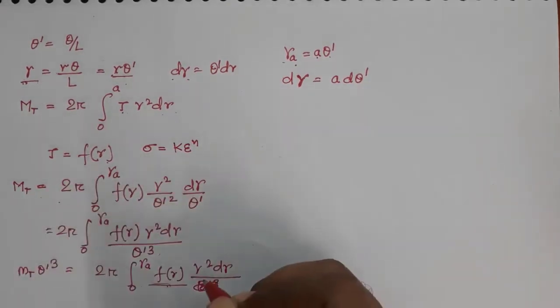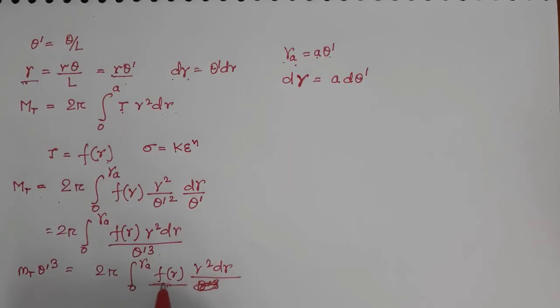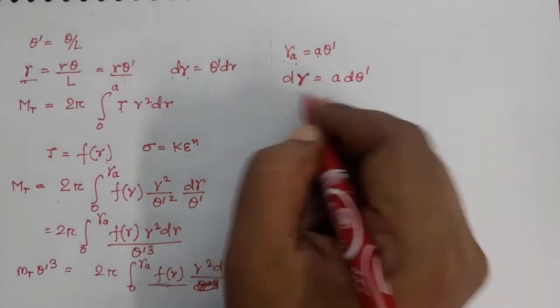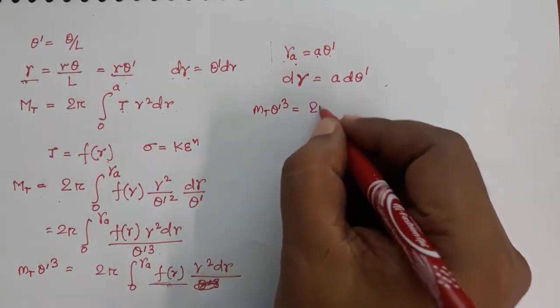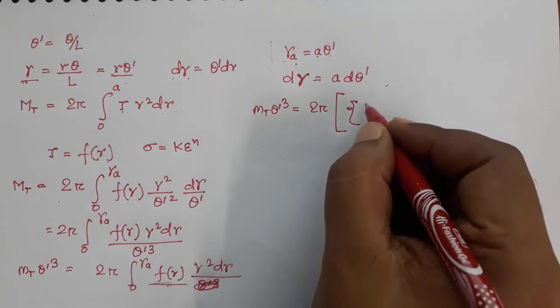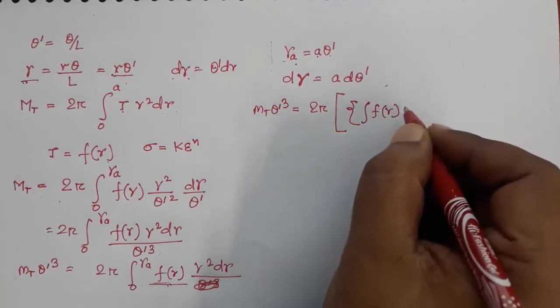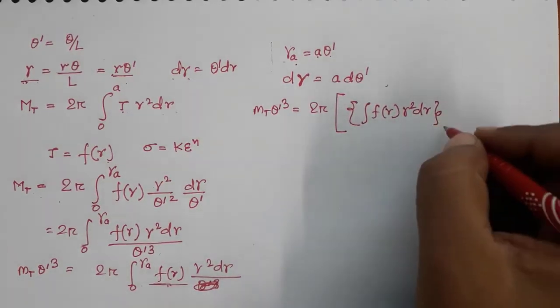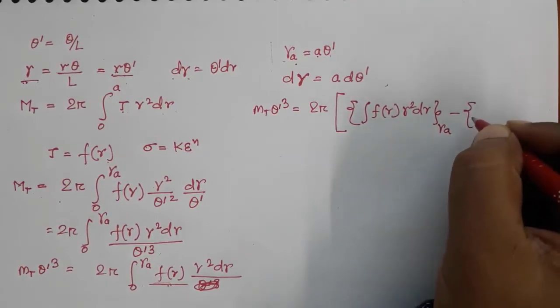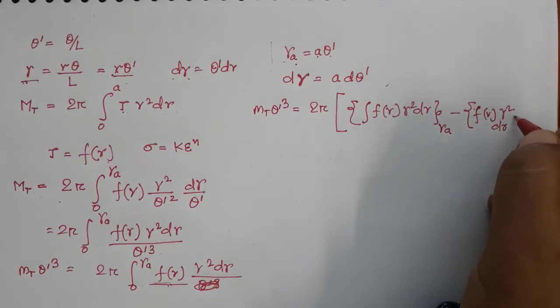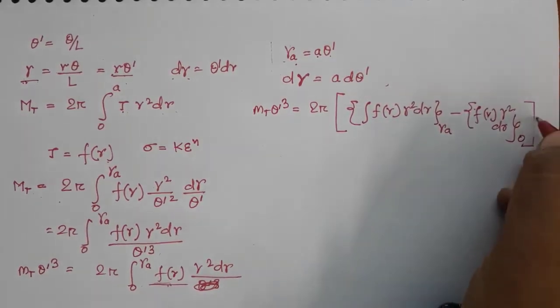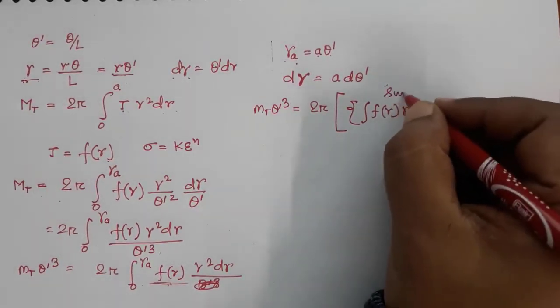So, if something like that happens, then what will happen? The integration value of this, where we will be replacing the value of gamma with gamma A, let me write that part. Just do not think about these two lines at this moment. So, MT theta dash whole cube will be equal to 2 pi, and then in the limits we will be having integration of f of gamma square d gamma at a value of gamma A minus the same thing, f of gamma square d gamma at a value of 0, when gamma is equal to 0, or gamma when radius is equal to 0. So, that means at the center. So, this is at surface and this is at center.